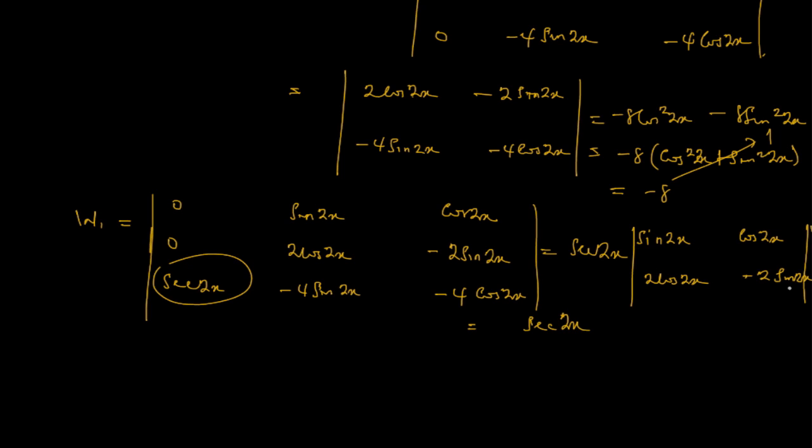So we multiply this by this, and then we subtract it from this. So we would have minus 2 out there. So this should be minus 2 sec of 2x. Anyway, this is for W1.